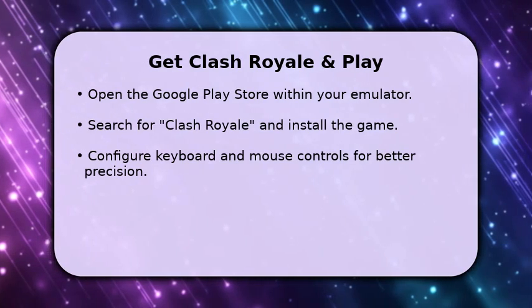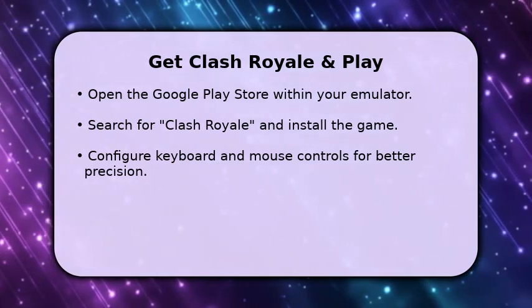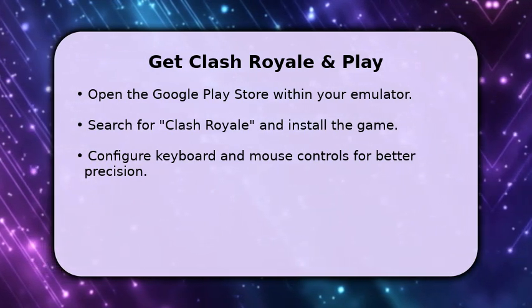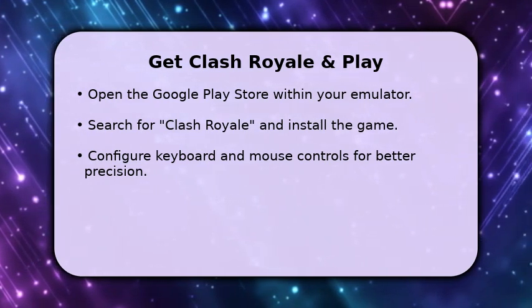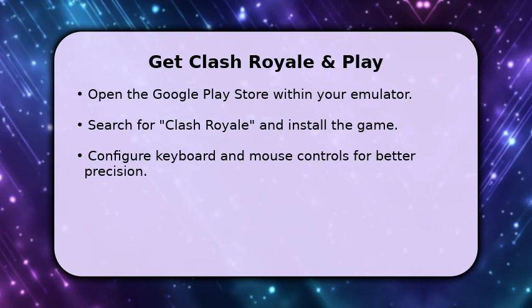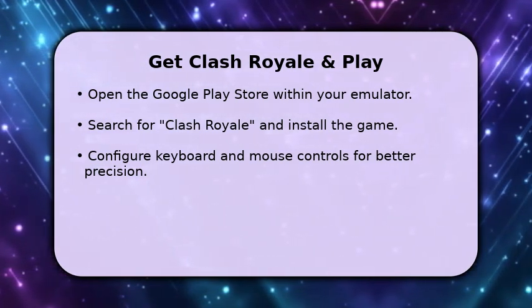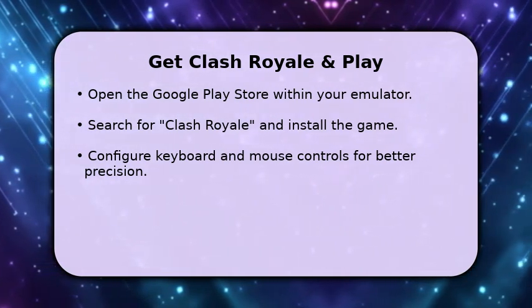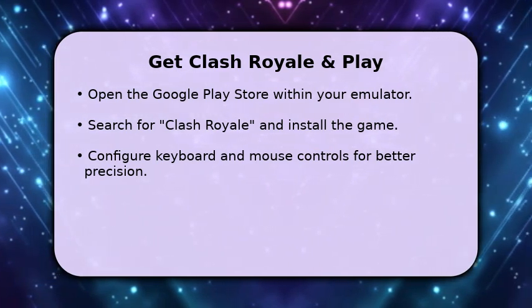With your emulator set up, open the Google Play Store from within the emulator's interface. Search for Clash Royale and proceed with the installation, just as you would on a mobile device. After the game is installed, launch it. Most emulators offer robust key mapping features, allowing you to assign keyboard keys and mouse clicks to in-game actions. Customizing these controls will significantly enhance your precision and overall gameplay experience, giving you a distinct advantage.